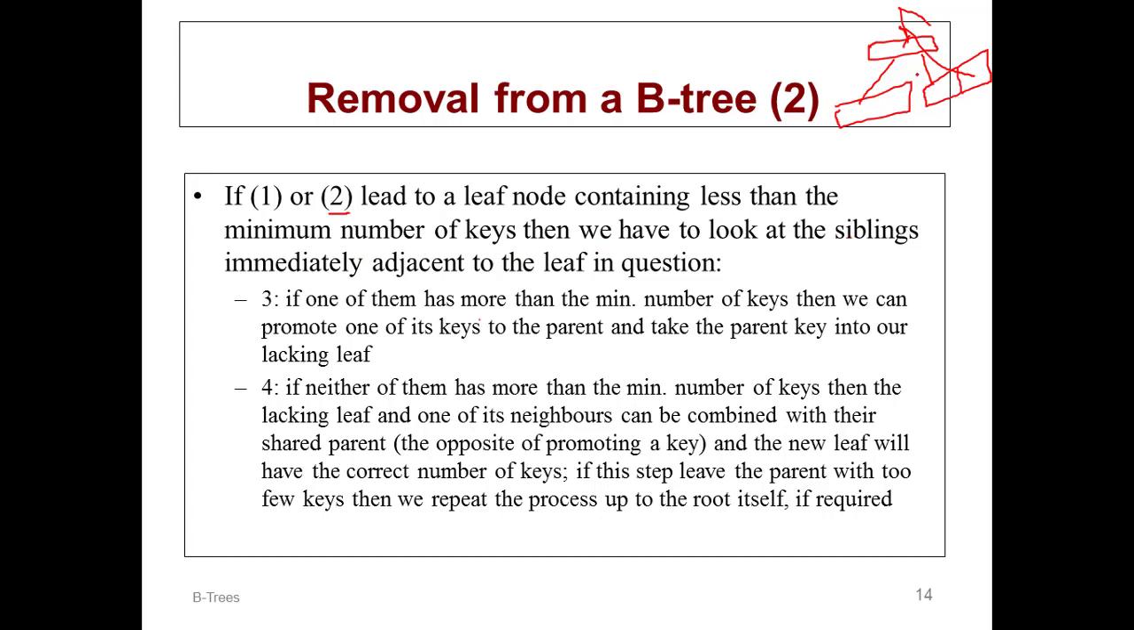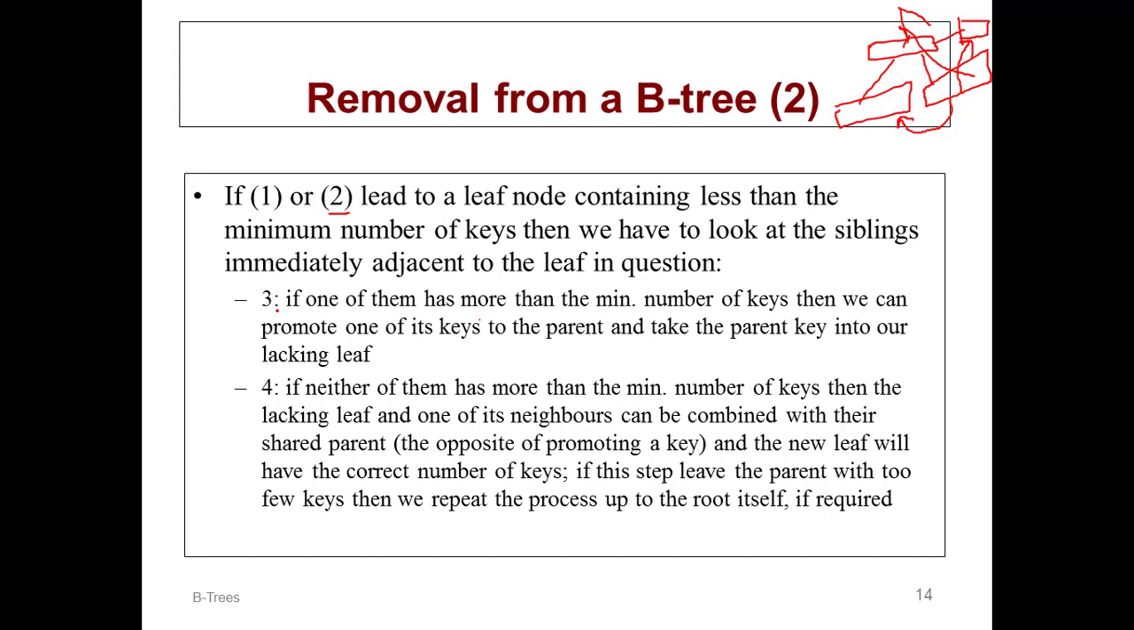For example, if due to the promotion the number of keys is too few, then we have to see the siblings of this particular node. Siblings, we already know, are those nodes which have the same parent. For example, the sibling of this node could be this one, or if it has some other child here, then it could be the sibling. So we will look at the siblings of this node, and then we will decide.